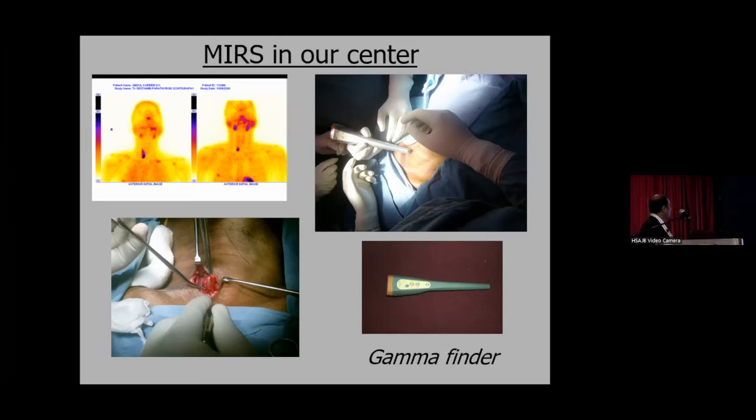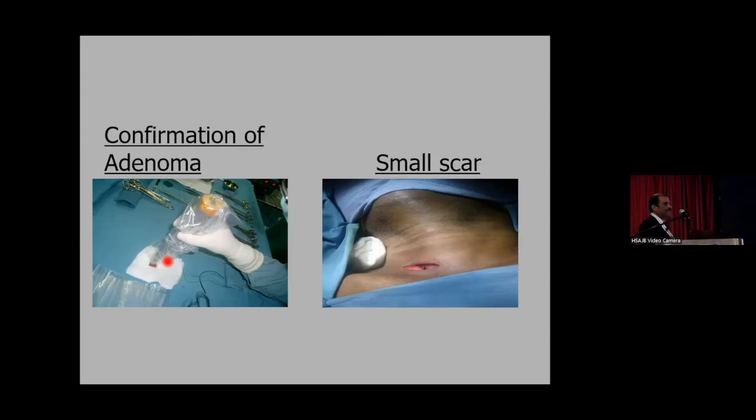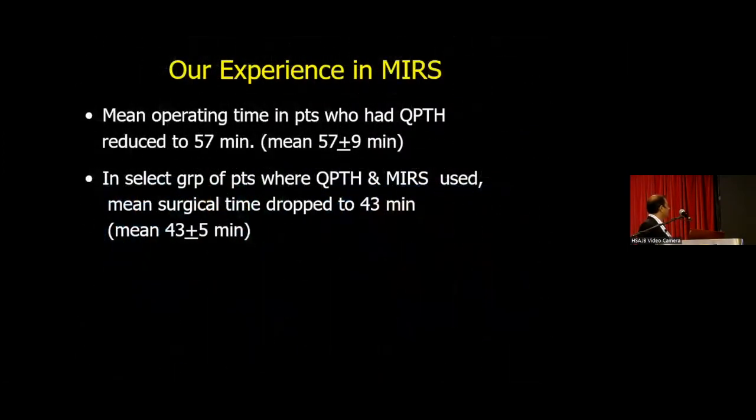Once you are removing it, you will be able to count it ex vivo. Once the count rate is clearly showing that this is the pathology, you can close it, and you can see how small the scar is. So this is the biggest advantage of minimally invasive radio guided surgery. We have done more than 100 to 200 cases in the last 12 years, and in our day-to-day practice, we realized that the mean operating time has significantly decreased in these patients, and the surgical completeness of these patients also is very good.